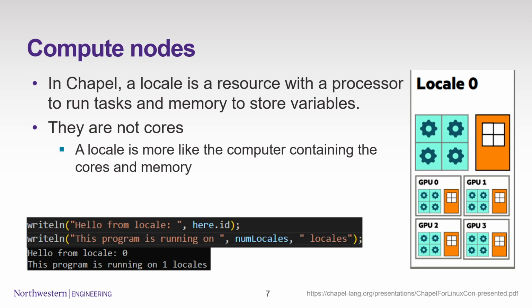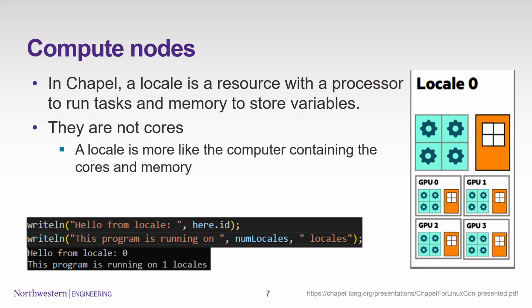In Chapel, a locale is a resource with a processor to run tasks and having memory to store variables. They are not cores, and a locale is more like the computer containing the cores and memory. A locale can also contain multiple CPUs and GPUs.